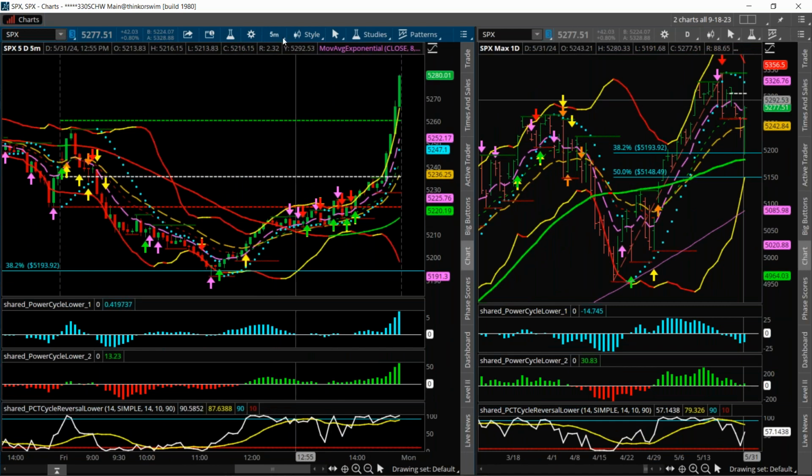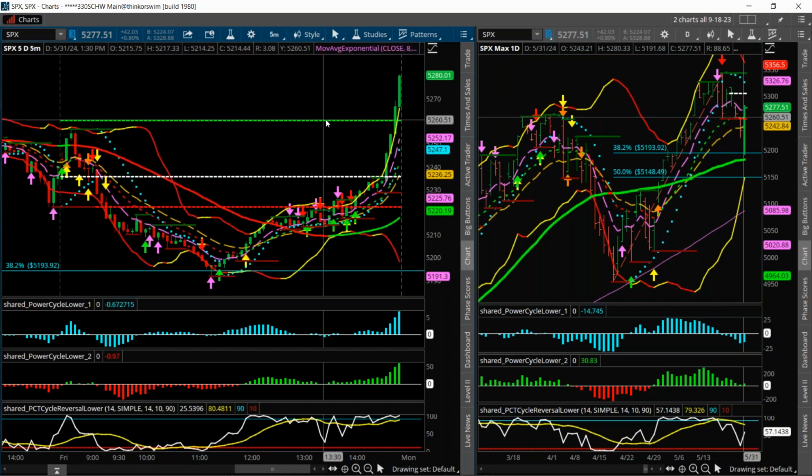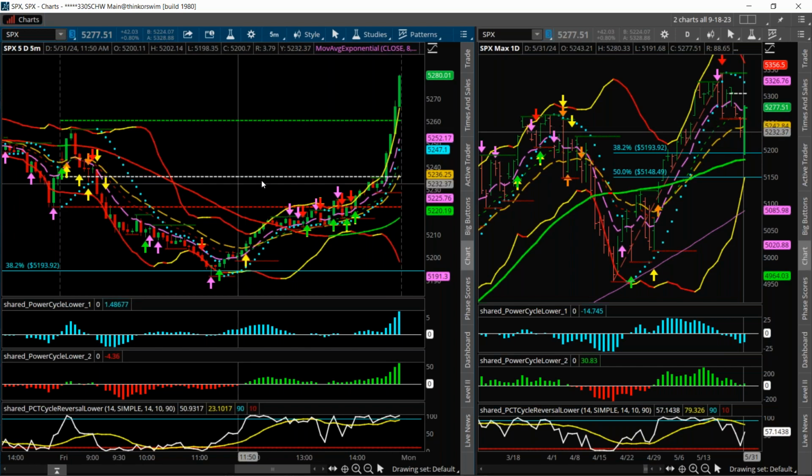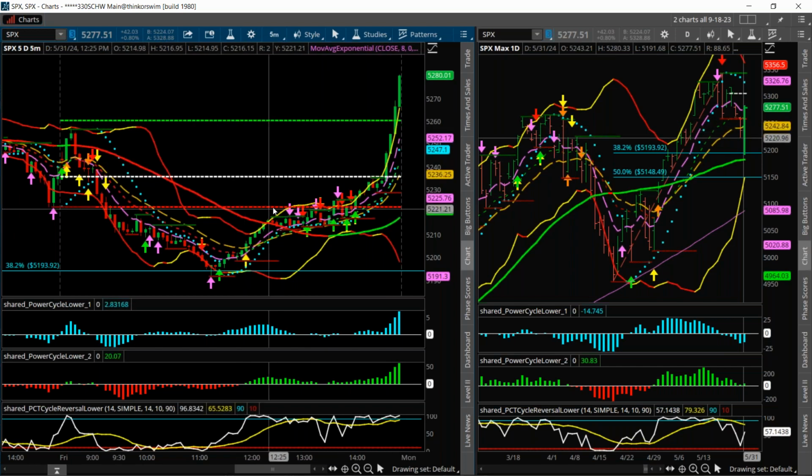So you can see here, this is a 5-minute time frame. If you're a day trader, these are great tools. This dashed green line is the prior day's high. This would be Thursday's high right there. So you can see here support and resistance. Here's Thursday's close. Here's Thursday's low.